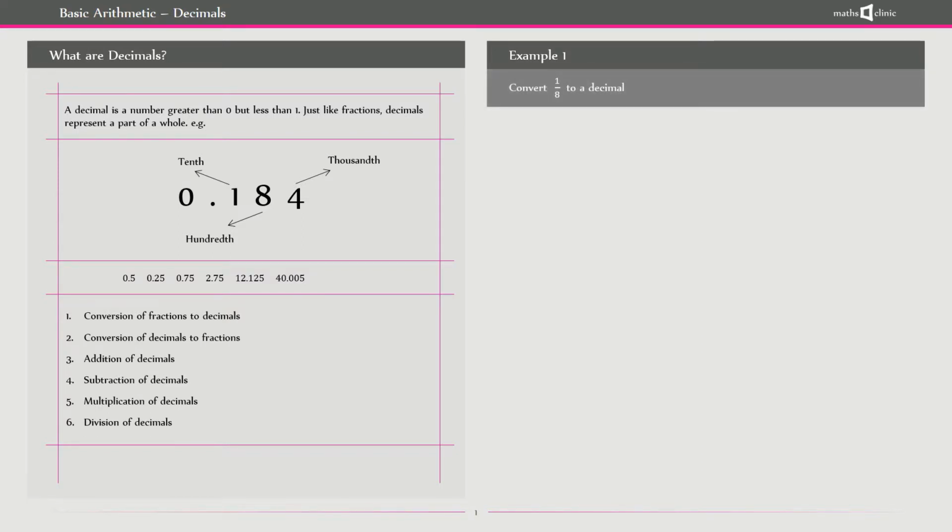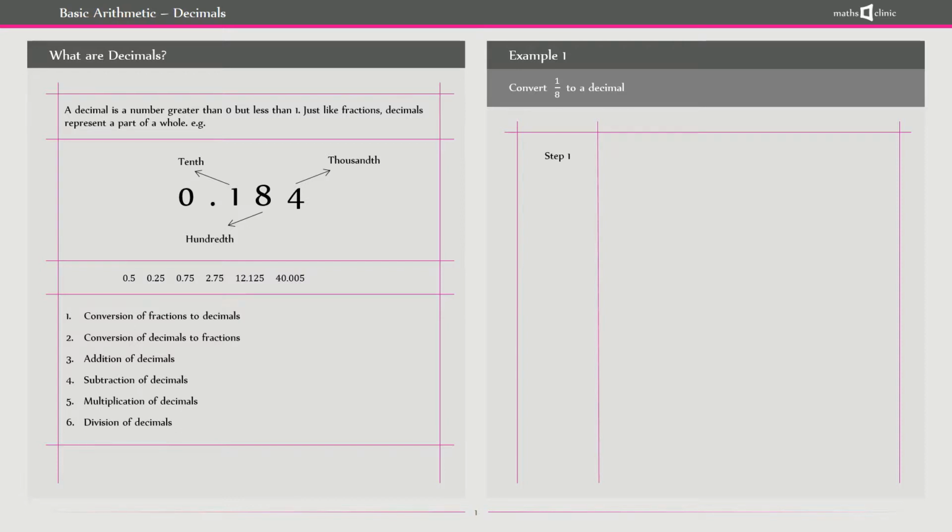So example 1 says convert 1 over 8 to a decimal. Now, how would you go about doing this? I'm going to show you how to do this using a few short steps. So step 1. The first thing we want to do is attempt to divide 1 by 8. But obviously, we can't divide 1 by 8. It's impossible because 1 is actually less than 8. Because we have 1 over 8, it implies 1 divided by 8. But can we actually divide 1 by 8?